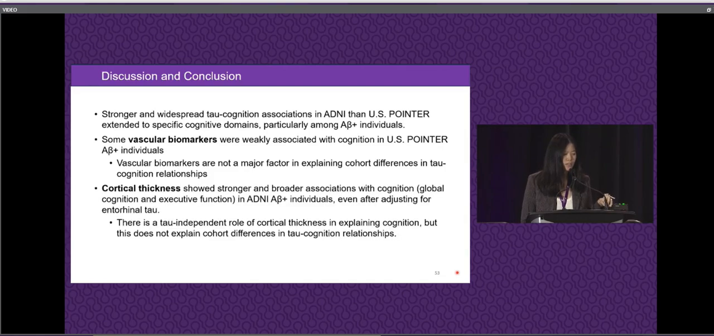And cortical thickness showed stronger and broader associations with cognition, especially global cognition and executive cognition, in amyloid positive individuals, even after adjusting for entorhinal tau. So there's a tau independent role of cortical thickness in explaining the cohort, but this does not explain the cohort difference in the tau and cognition relationship. So we need to look into this question more with other impacting factors. And this study also indicates that the cohort recruitment differences impact the generalizability of AD biomarker research.